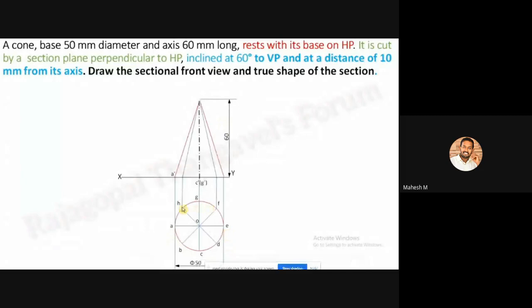Okay, then our condition is that we have to follow the cutting plane condition. So up to this it is normal. It is based upon our second unit. So you have to create this cutting plane that is perpendicular to HP and inclined at 60 degree to VP. So you have to create your cutting plane in the top view and at a distance of 10 mm from its axis. Okay, so you have to create an imaginary circle. So it is an imaginary circle. Please don't highlight the circle.